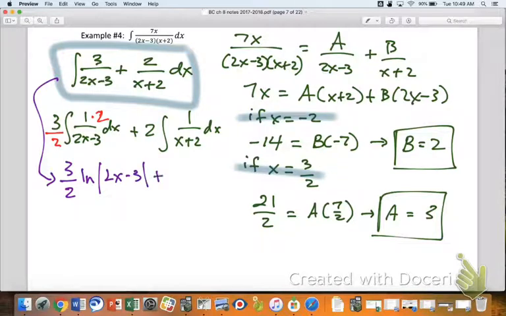Okay, so you end up with this plus this plus c. Clearly cannot condense those for 2 different reasons, right?